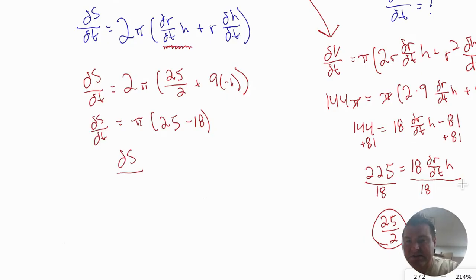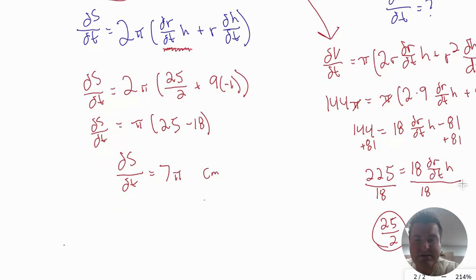So my ds/dt final answer here is going to be 7 pi centimeters. It's centimeters, I think, right? Yeah, centimeters squared, because it's area, per minute.